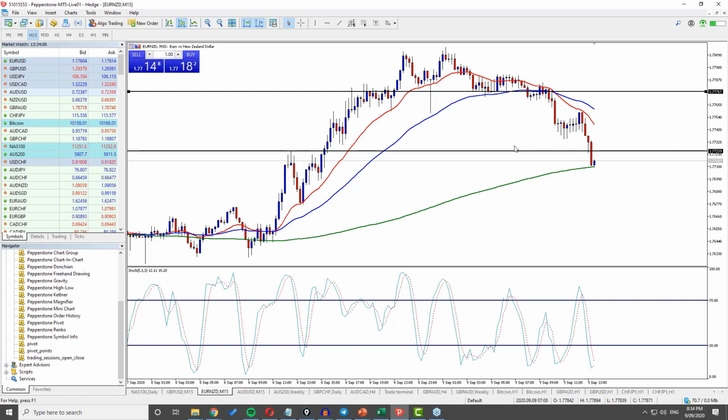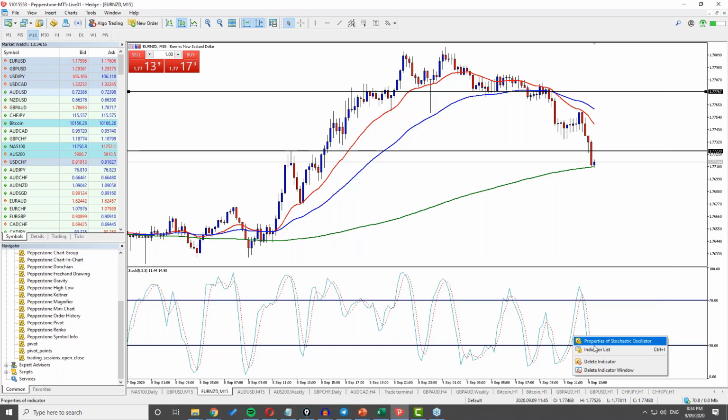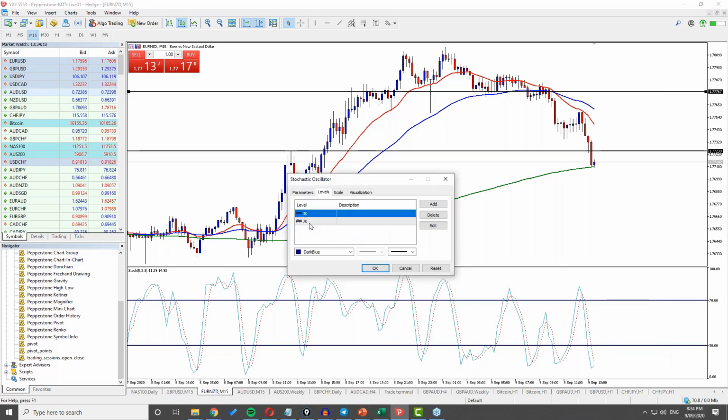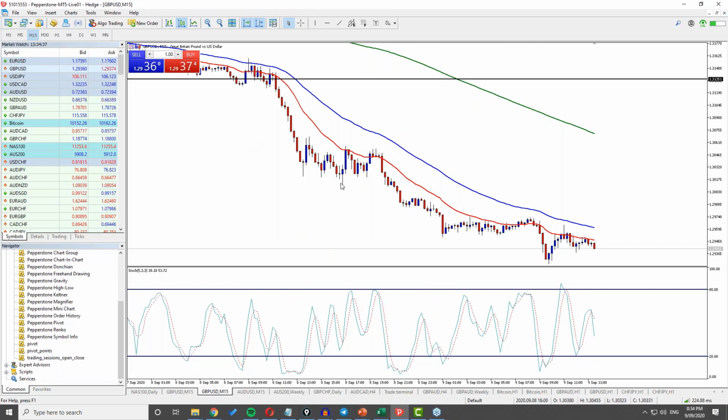As you can see here, the default settings on the stochastic are generally 70 and 30. If you want to adjust those, we'll show you how. Let's do a quick properties, and we'll show you how you can simply adjust those lines. You go to the levels there, change that to 80 and that to 20, like so. It's an oscillator, so it goes between the range of 0 and 100. Anything above 80 is considered overbought, and anything below 20 is oversold. A golden indicator, and very useful and simple to use in a sideways market.